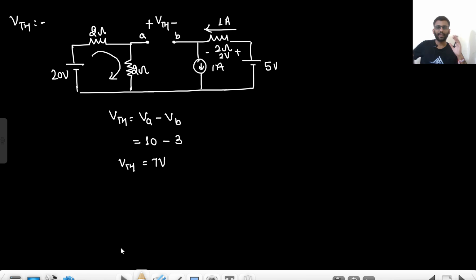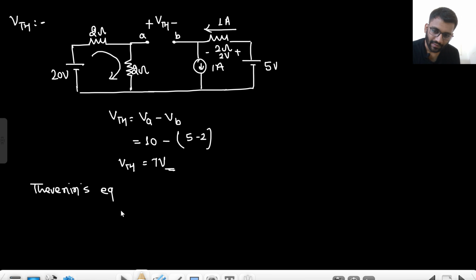Are you getting this point? How did I calculate it? What did I do? I just open circuited the load. I need to find VTH, so my VTH is VA minus VB. What is VA? 10 volt. What is VB? 5 minus, 1 ampere current is flowing that way, 5 minus 2. That is my VB. I should have written it here, as many of the students will get confused. What is VB? 5 minus 2. So 10 minus 3, 7 volt. That is my VTH.